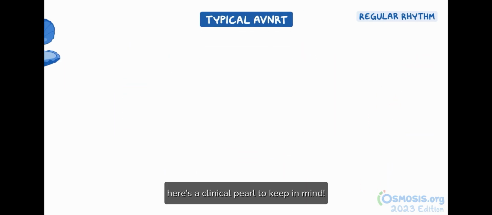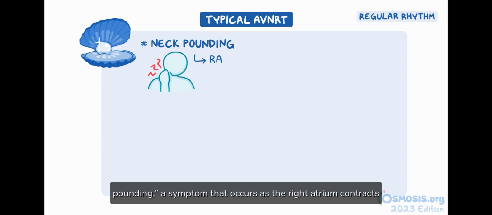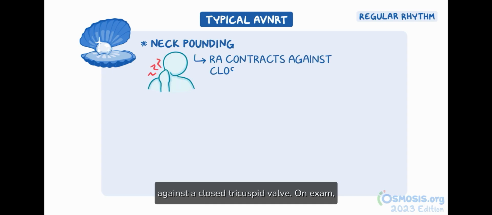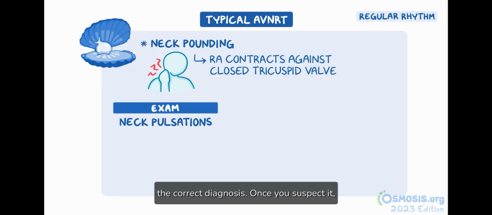Now, here's a clinical pearl to keep in mind. An individual presenting with typical AVNRT typically reports neck pounding, a symptom that occurs as the right atrium contracts against a closed tricuspid valve. On exam, you might see neck pulsations that can guide you toward the correct diagnosis.